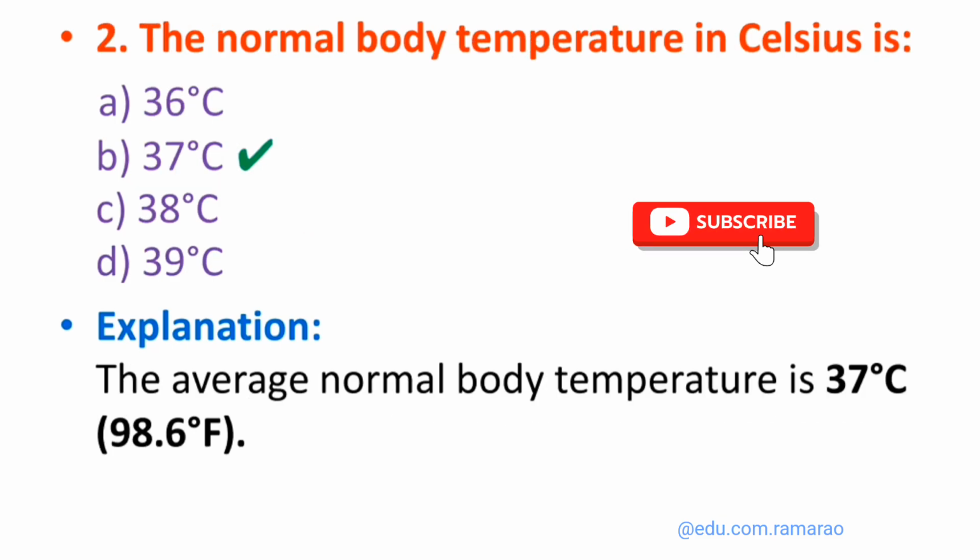The normal body temperature in Celsius is option A 36 degrees Celsius, option B 37 degrees Celsius, option C 38 degrees Celsius, option D 39 degrees Celsius. The correct answer is option B, 37 degrees Celsius. The average normal body temperature is 37 degrees Celsius, that is 98.6 degrees Fahrenheit.